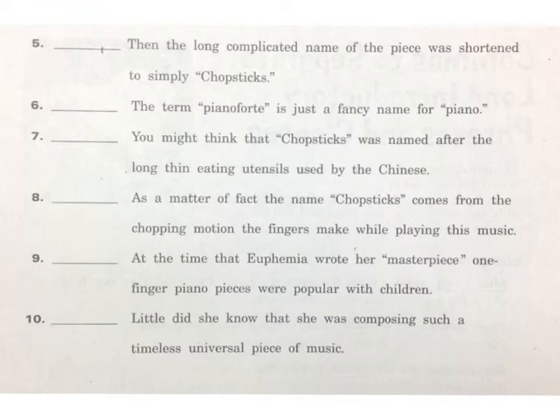Okay, hopefully you've had a chance to do number 5 through 10. Let's look at number 5. Then the long, complicated name of the piece was shortened to simply chopsticks. I see I have a noun here. I see I have 2 adjectives that describe the name, long, complicated, so I need to have a comma between. Then the long, comma, complicated name.